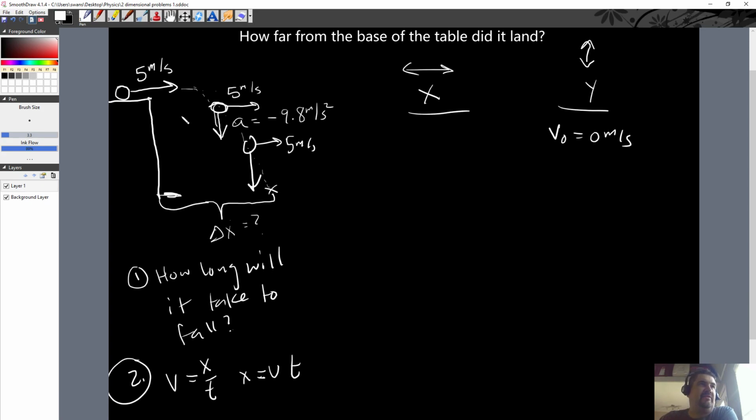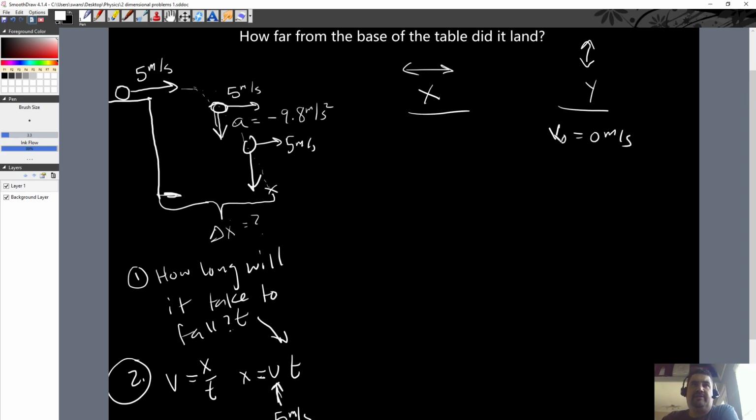Because left and right, there's no acceleration. The only acceleration is up and down, gravity pulling up and down. So when we do this one, we're going to calculate gravity and just pretend the object fell and figure out how much time it took. Once we know that time, we're going to plug it in here. For this problem, the velocity is 5 meters per second. It always is 5 meters per second. The time, I don't know how long it's going to take to fall until I do a calculation.